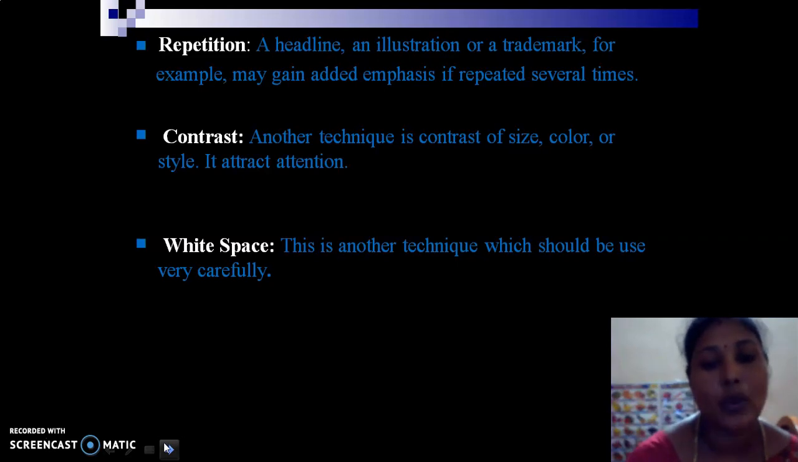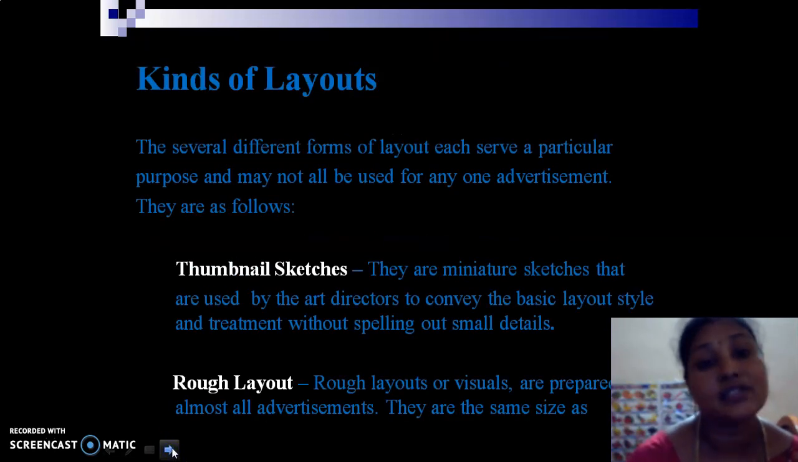Last one is white space. This is another technique which should be used very carefully. These are some of the principles of design. Next one is kinds of layout. There are three kinds of layout, otherwise three stages of layout. First one is thumbnail sketches, then rough layout or rough sketches, and final one is comprehensive layout.